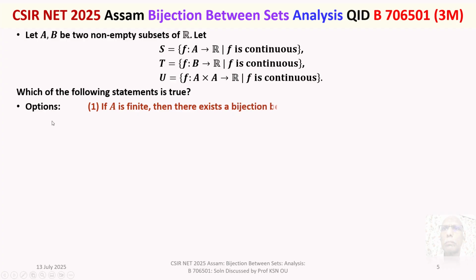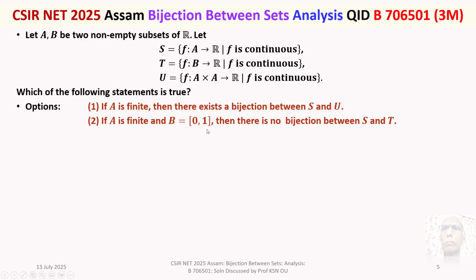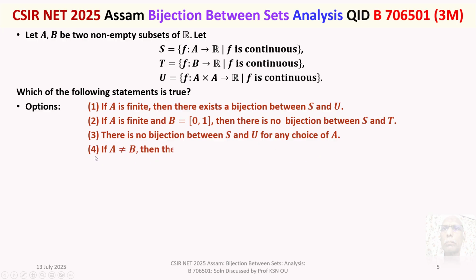We are given 4 options. Option 1, if A is finite, then there exists a bijection between S and U. Option 2, if A is finite and B is equal to the closed interval 0, 1, then there is no bijection between S and T. Option 3, there is no bijection between S and U for any choice of A. Option 4, if A not equal to B, then there is no bijection between T and U.